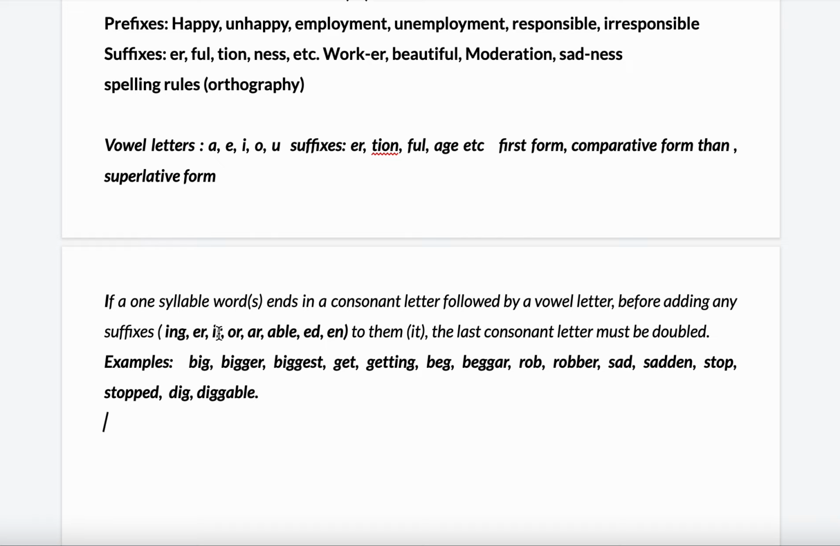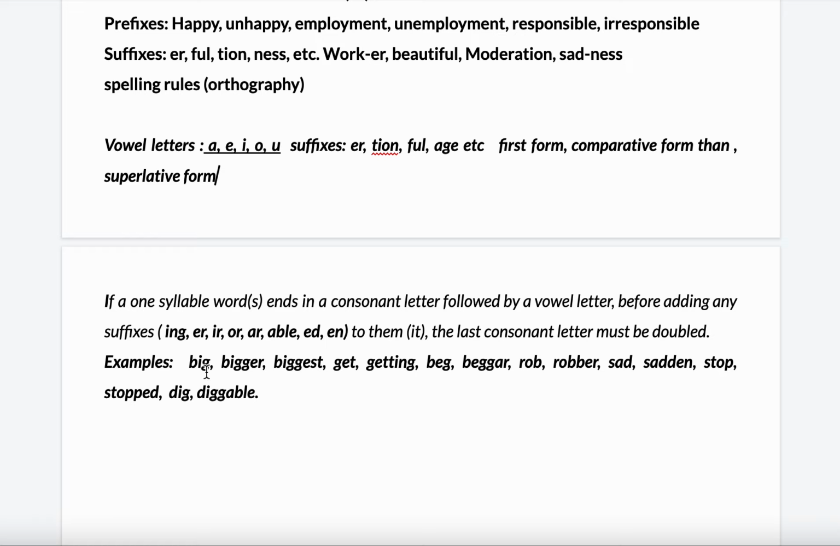So the rule says that if our word is one syllable, meaning that we pronounce it in one unit of pronunciation. For example, we have a word big. This building is big. Big means huge. So this is one syllable. It ends in G, but before G we have a vowel. Okay, a vowel is one of these.